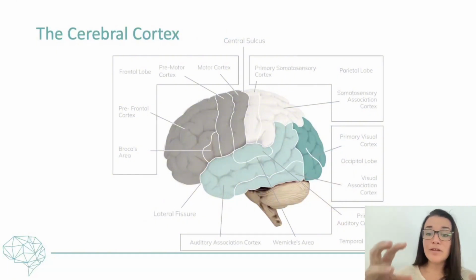So now if we put everything that we just described together, this is effectively how we would divide up the cerebral cortex.